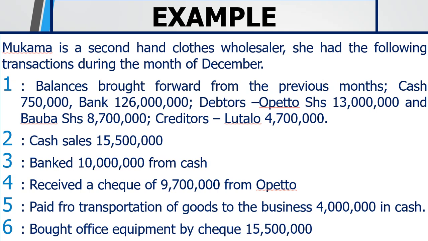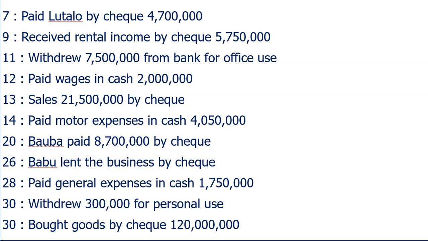Then on sixth, they bought office equipment by check, 15.5 millions. Then on 7th, they paid Rutaro by check 4.7 millions. Then on 9th, they received rental income by check worth 5.75 millions. Then on 7th, they withdrew 7.5 millions from the bank for office use. Then on 12th, they paid wages in cash worth 2 millions.